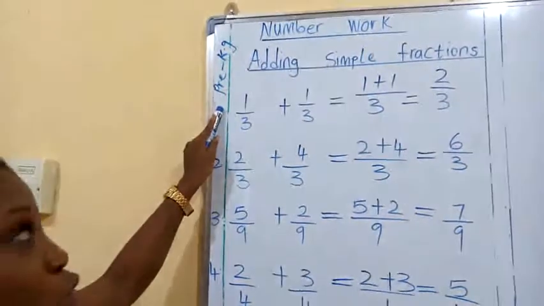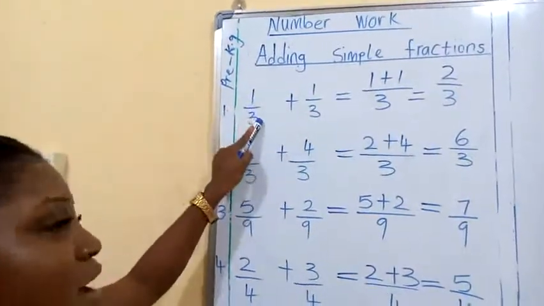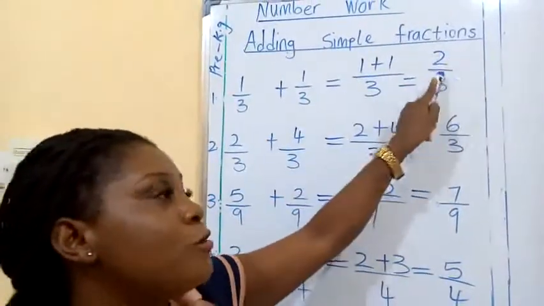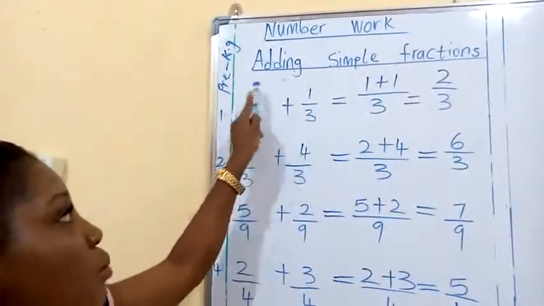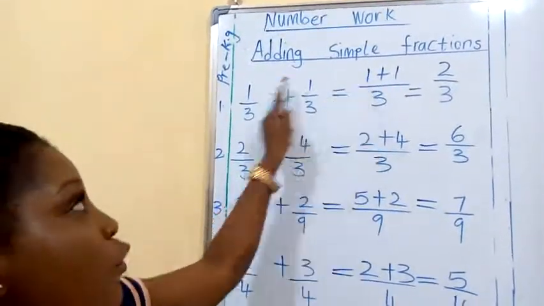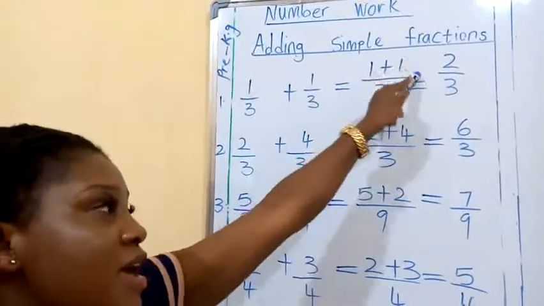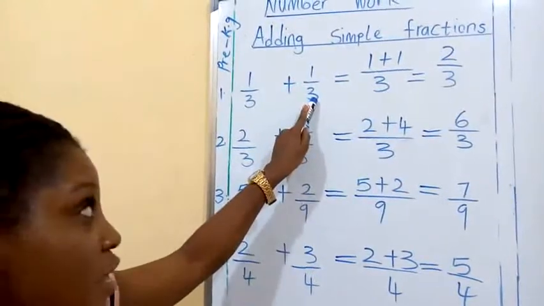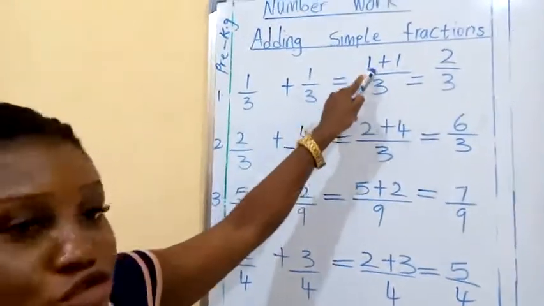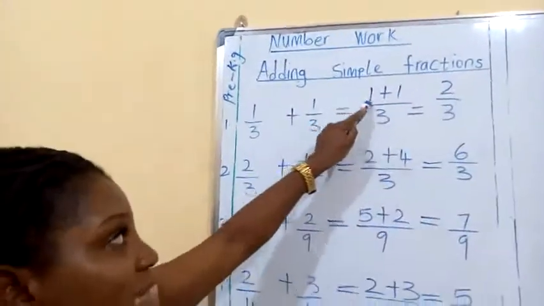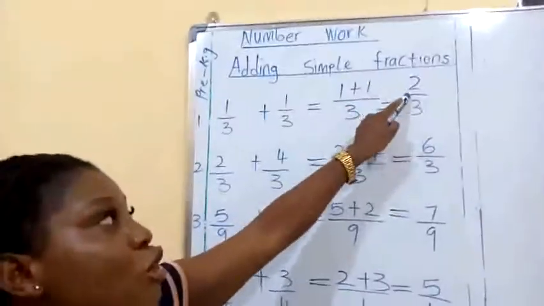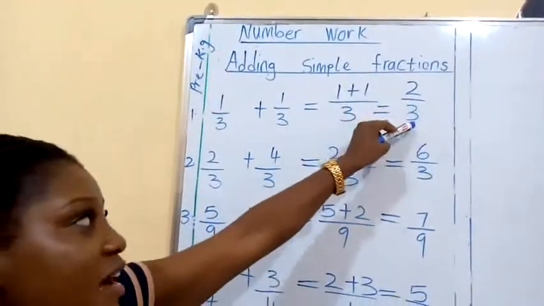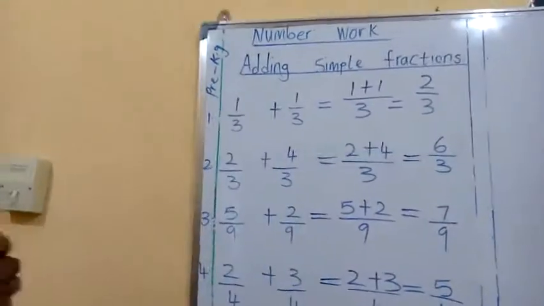The first one was what? 1 all over 3 plus 1 all over 3. How did we get 2 all over 3? We added 1 plus 1. Look at it here. We brought this one and this one down here, and it gives us 1 plus 1 all over 3, which is our denominator. After that, we count 1 stroke and also 1 stroke and add them together, and it gives us 2 all over 3, which is our final answer.